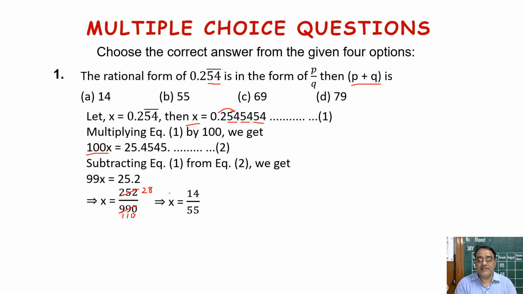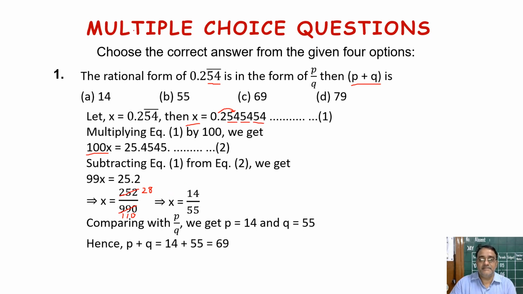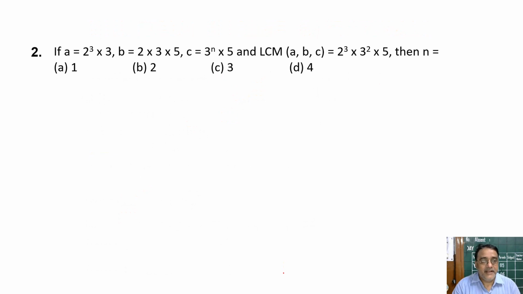So what is the value of P? 14. And what is the value of Q? 55. So P plus Q will be equal to what? 14 plus 55, that is 69. So which option is the correct one? Option C. Any doubt in this question? No, sir. Next question.